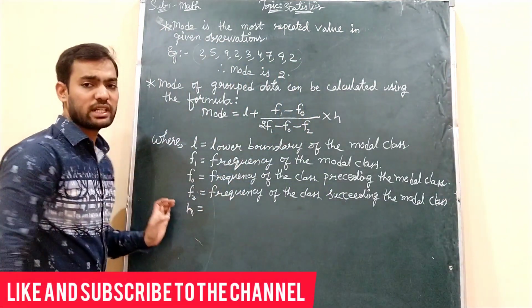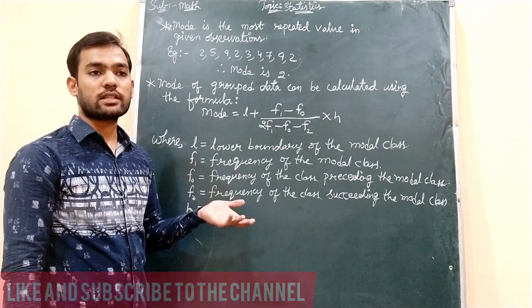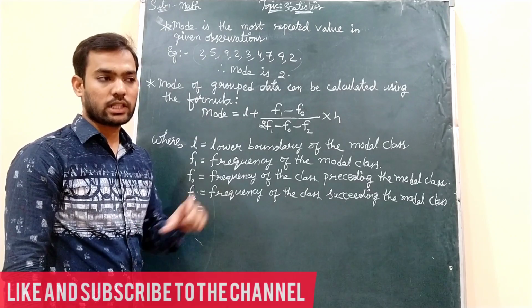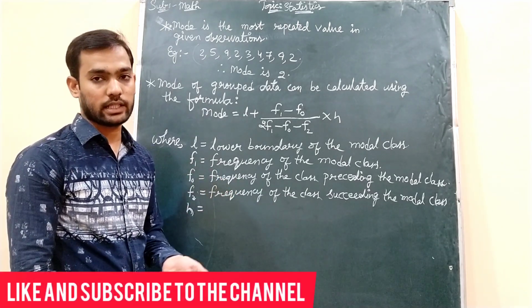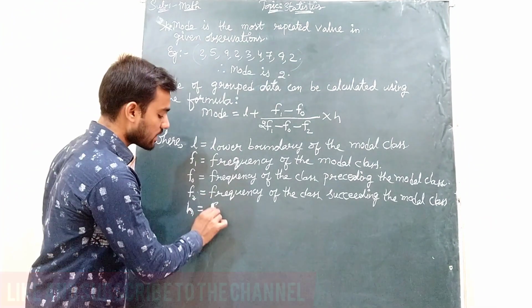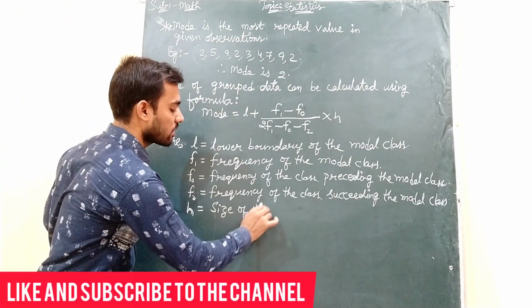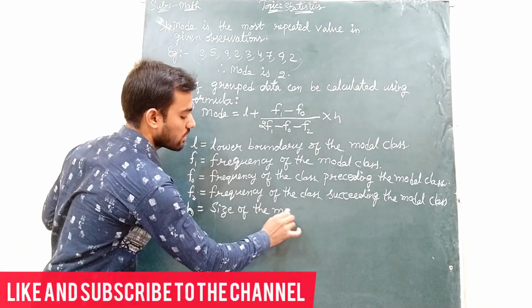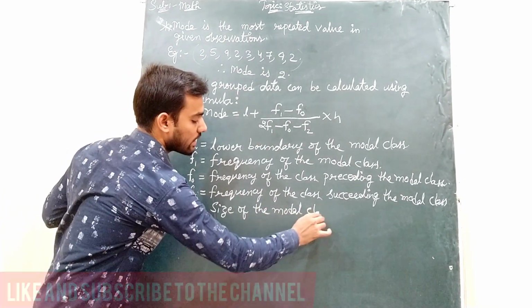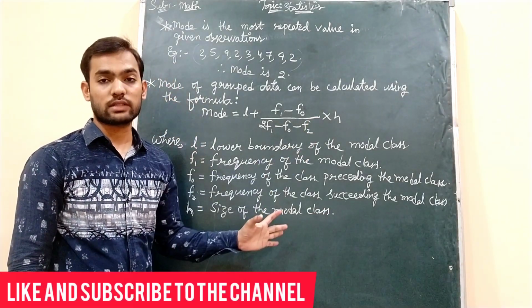Most of the students commit an error over here. They will write height. Which height? They will write height of the class interval. How can you say height of the class interval? It varies depending upon your handwriting there. So that is the reason H is not height of the class interval. H is size of the model class. Okay, students, everywhere you will find model class only.